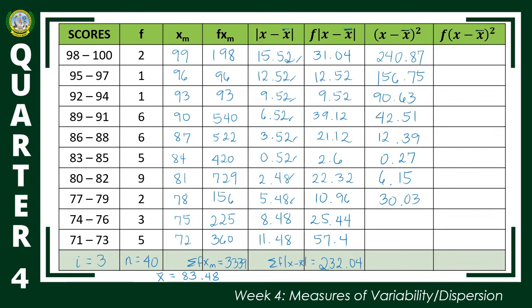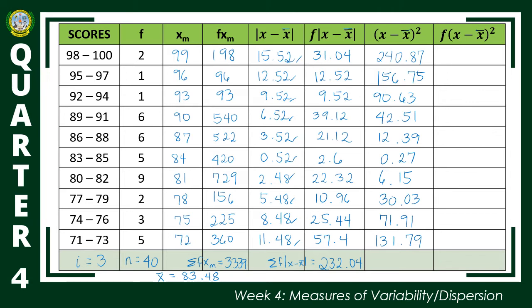30.03. Next is this one, 8.48. So 8.48 squared, or 8.48 times 8.48, we will get 71.91. And last but not the least, 11.48 squared. That is 131.79.